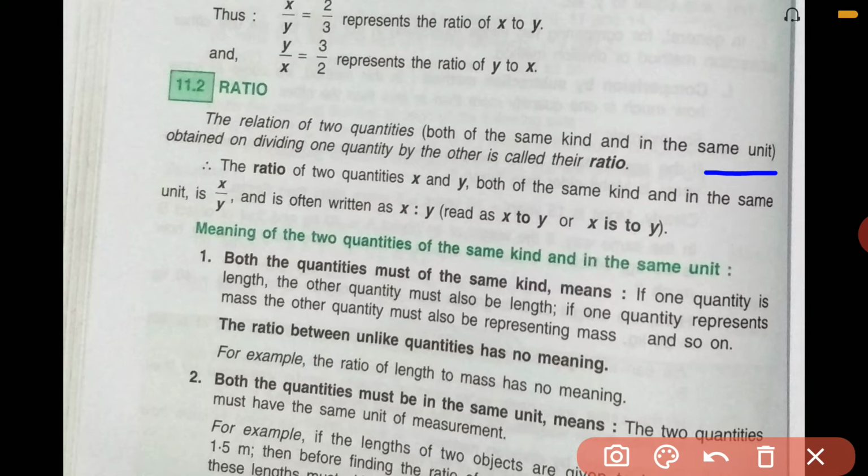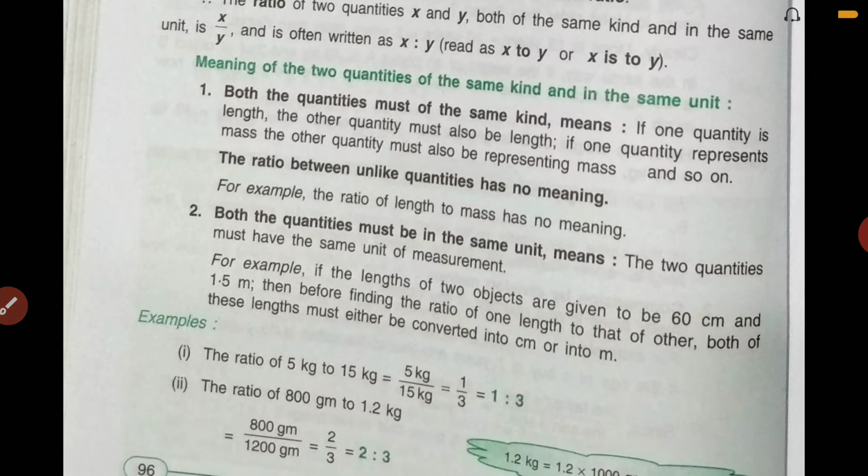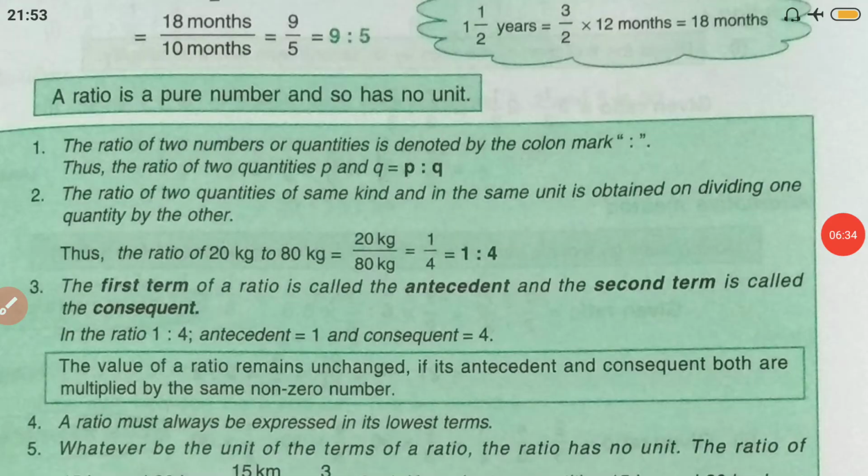So this is all about ratio, right? So, the meaning is two quantities of the same kind and in the same unit, I just explained that. Okay, so now we can go to the examples and start doing it. So let us go to a few important points of ratio.